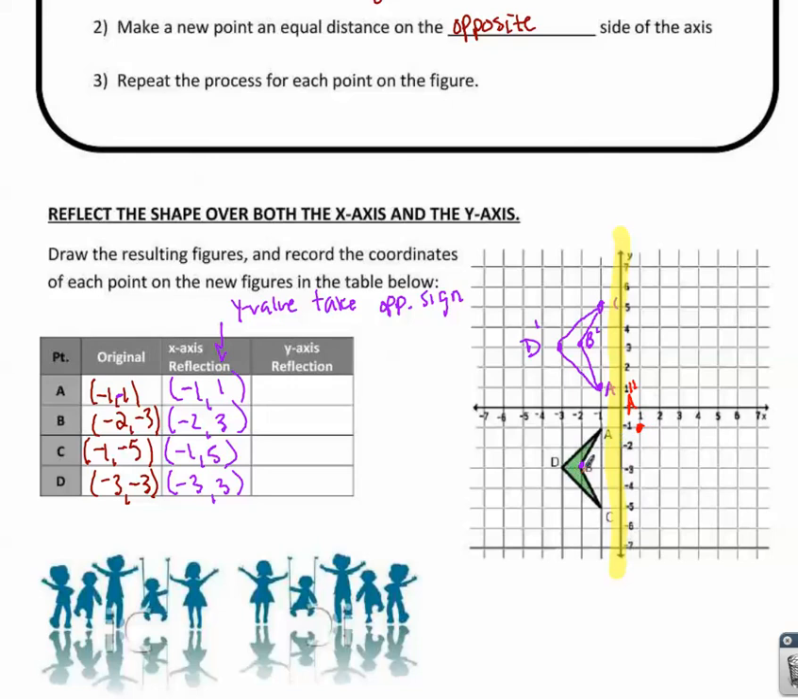So let's do the same thing. B is 2 units to the left of the axis of symmetry, so now it's going to be 2 units to the right. C is 1 unit to the left, so then C prime is going to be 1 unit to the right. D is 3 units to the left, so now it's going to be 3 units to the right. Draw your figure and let's write your new coordinate points.